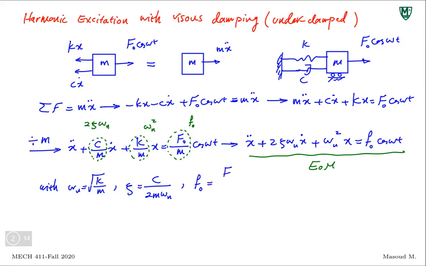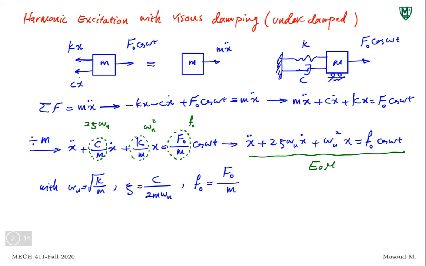F naught is equal to F naught over m. Right? This equation of motion, with zeta omega n and F naught being defined that way. Now, a second order differential equation, non-homogeneous. Right? If the right side was 0, it would be a homogeneous differential equation. Now we have a second order differential equation that is non-homogeneous.